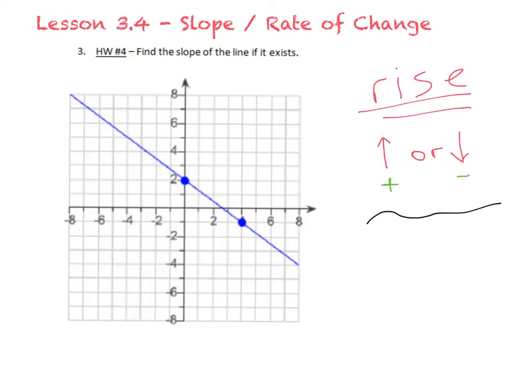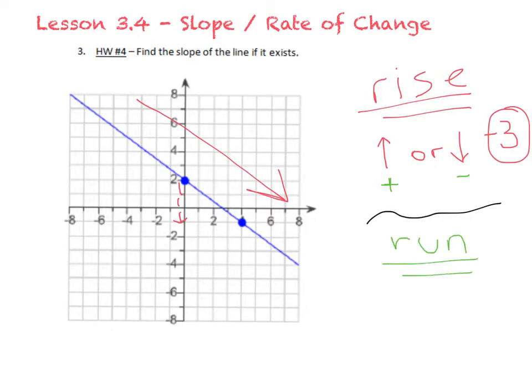So let's begin. If we count here, we're going to count how many we go up or down. Well, since this line is going down, notice this line is going down, we're going to count down. So we go down 1, 2, 3. Since we counted down, our rise is going to be -3 for this problem because we counted down. Now let's talk about the other word, run.